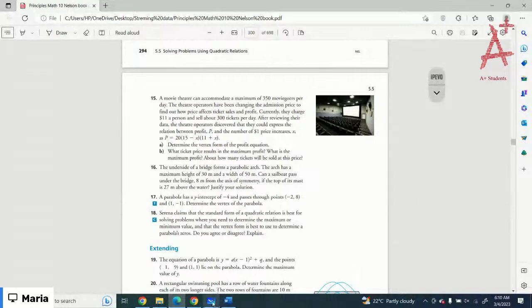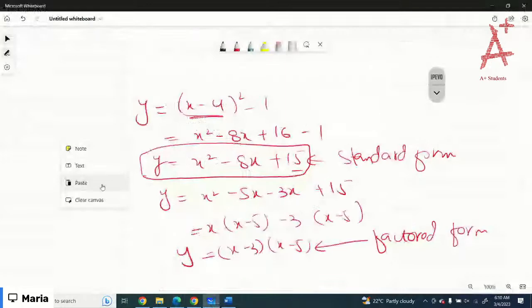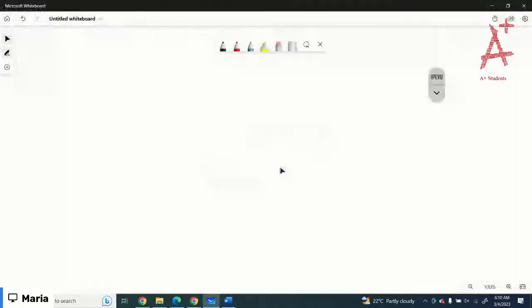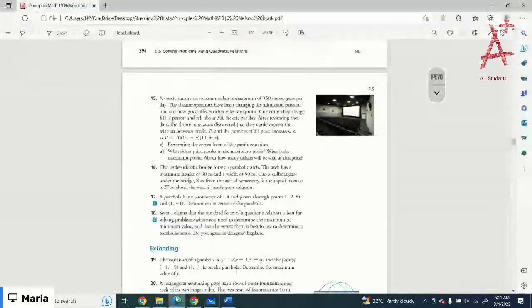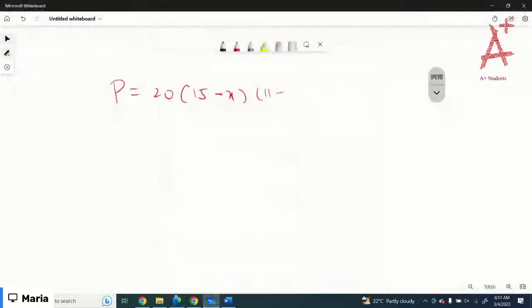P equals 20 times (15 minus x)(11 plus x). Okay. So first of all, we have to determine the vertex of the profit equation.